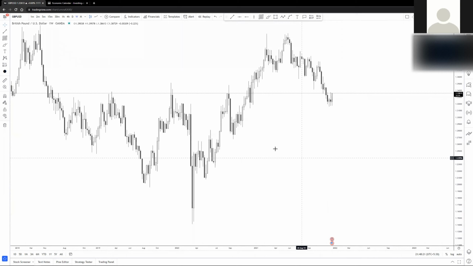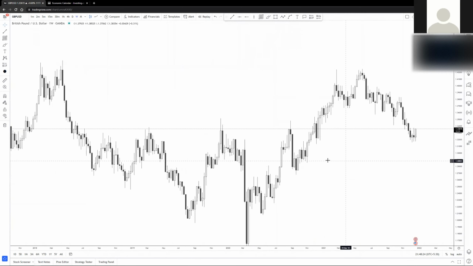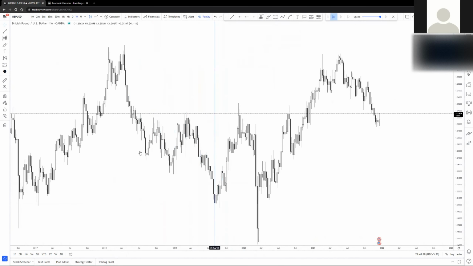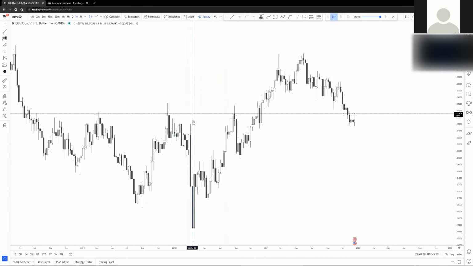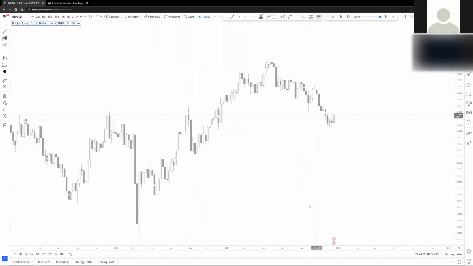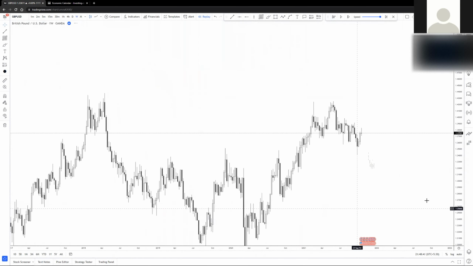Now let's use the replay tool. If we go into these areas, we can't go into lower time frames for entries, so let's look at maybe recent price action. This was December, January. Okay, let's say we were here.